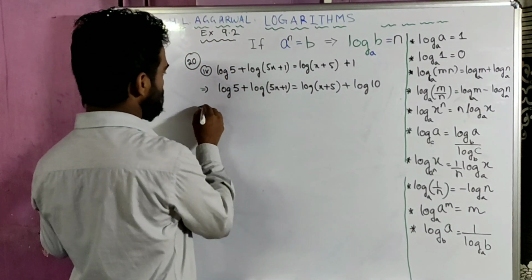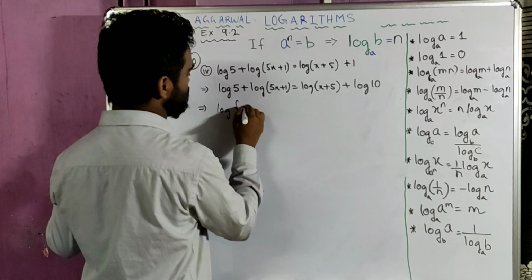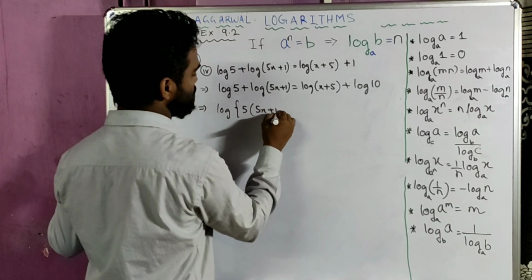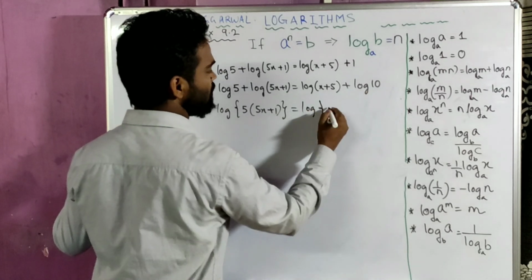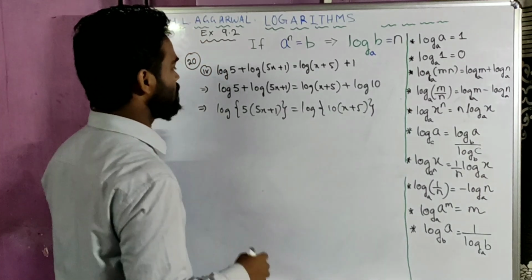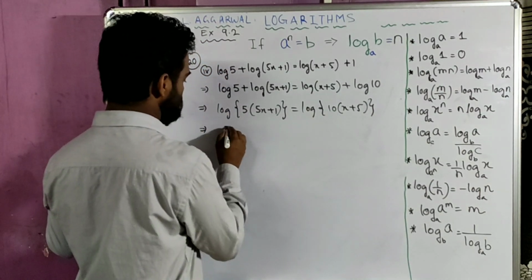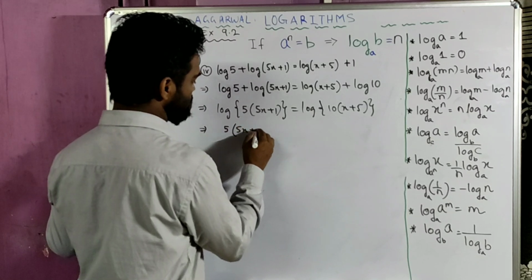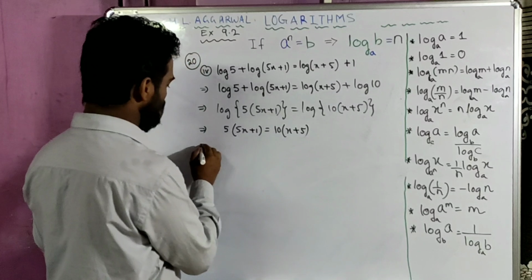Clear? Now log m plus log n, what do you do? You multiply, so 5x plus 1. Similarly over here, these two get multiplied, 10 multiplied by x plus 5. Clear? Now we can equate them: log a equals log b, so we can equate a and b. We can say 5x plus 1 equals 10x plus 5.